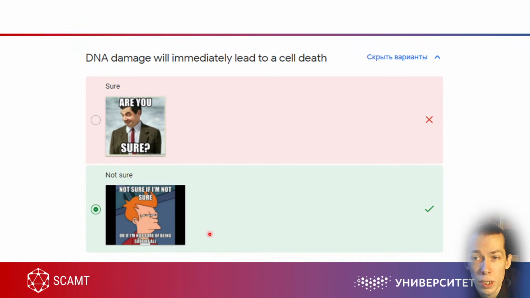Will DNA damage immediately lead to cell death? No, because the cell needs to understand whether this damage can be repaired or not. And in some cases, even if the damage cannot be repaired, the cell can still survive and become a malignant cell, and there can be some carcinogenesis and so on.